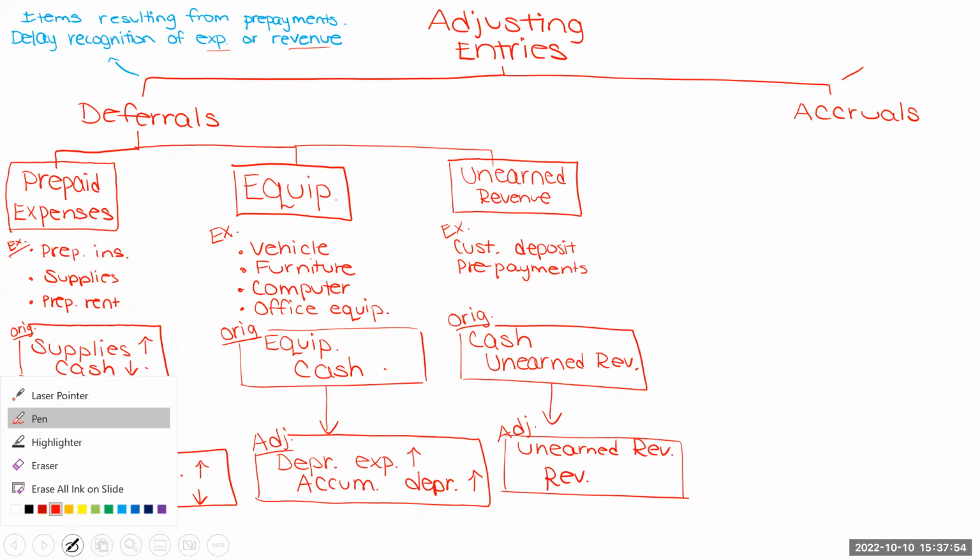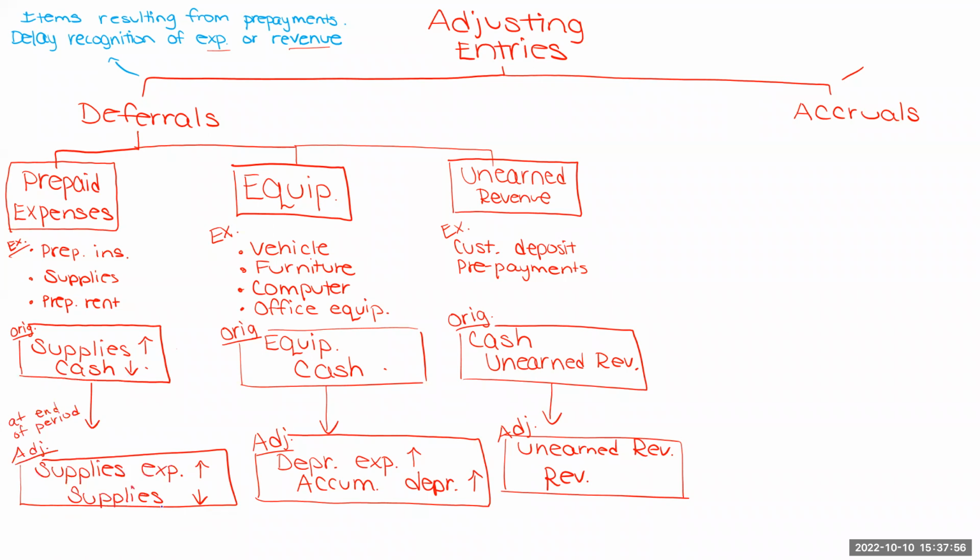Something else that might be fun. For each adjusting entry, remember we said no cash. Yes, there was cash in the original entry, but there's no cash in the adjusting entries. No cash account, no equipment account. You do not see equipment in the adjusting entries. We see equipment in the original entry, but not the adjusting entry.